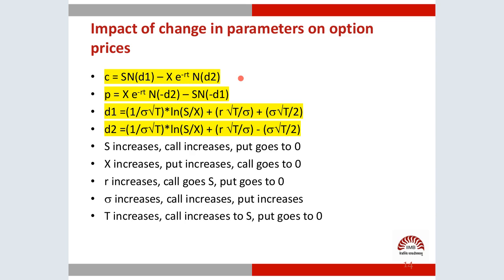What happens to the put? Since D1 and D2 go to minus infinity each, therefore minus D1 and minus D2 go to plus infinity each, which means N of minus D2 and N of minus D1 go to plus 1. So you have X to the power of minus RT minus S. But again, remember, only X is increasing, everything else is remaining constant. So therefore, the put option increases and the call option, as I said, goes to 0.